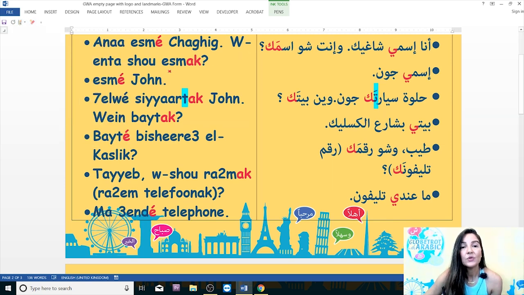وانت شو اسمك؟ So this و means and. If you notice here in Arabic, it's not a separate letter, it's part of the word وانت. Unlike in English you have and you and they are separate. In Arabic, it's part of the word وانت and you. شو اسمك؟ What name your. وانت شو اسمك؟ And you, what's your name?